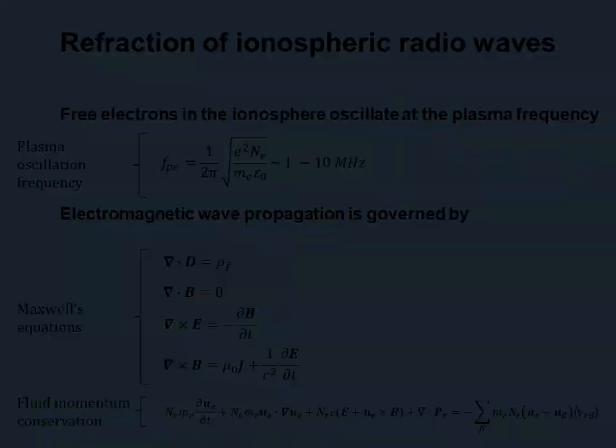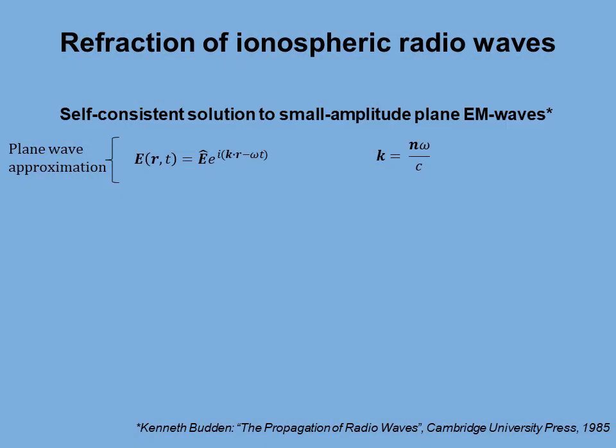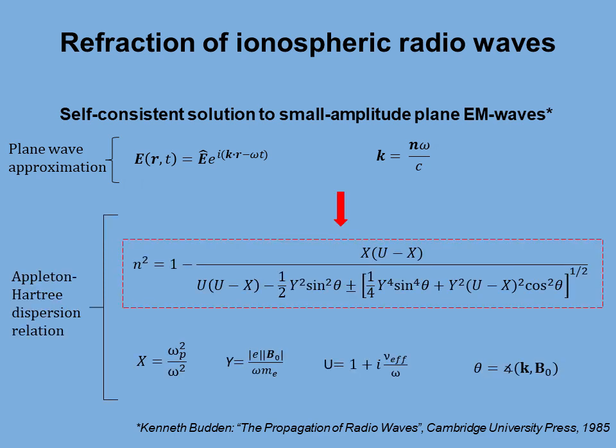By assuming the EM waves to be small amplitude plane wave perturbations of the medium, the refractive index of the radio waves is given by the Appleton-Hartree equation shown here. I think this is a very interesting result because it shows that dispersion in the ionosphere is anisotropic. The refractive index depends on the propagation direction of the wave, as evidenced by the angle theta between the wave vector k and the external geomagnetic field B0.